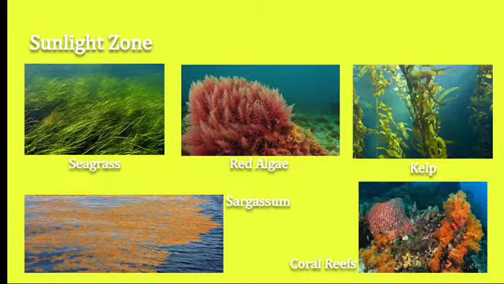So why are plants important to have here? Well, the animals of the sunlight zone eat them, they even live in them, or they use them to hide from predators. The plants that live in the sunlight zone are the seagrass, red algae, kelp, sargassum, and coral reefs.